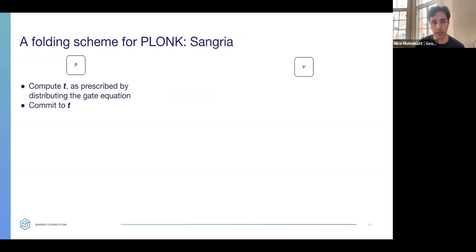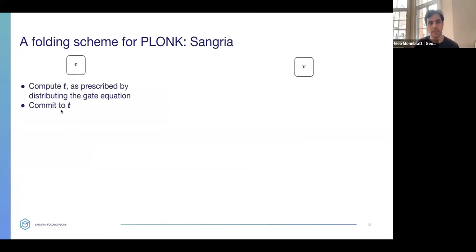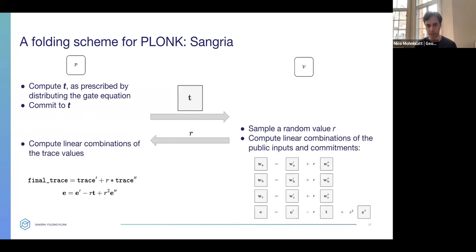Here's what the protocol looks like. So T, as you see, is the cross term multiplied by r. T is actually fully determined by our gate equation. So T can be computed by the prover before any kind of interaction, before even knowing how it's going to fold. It's going to commit to T and send it over to the verifier. The verifier samples some randomness, sends it over, and now we can perform folding. The prover folds, as we saw, over the trace.